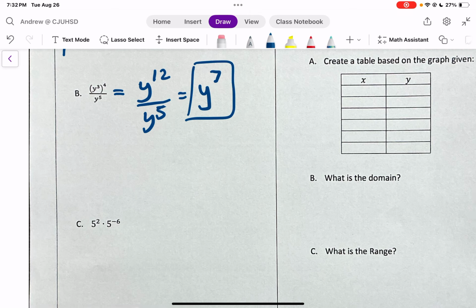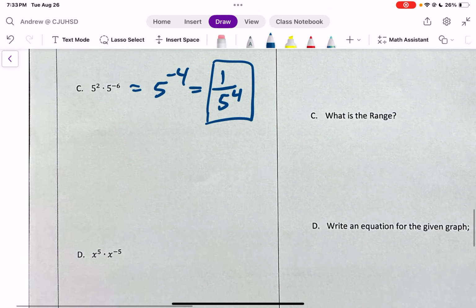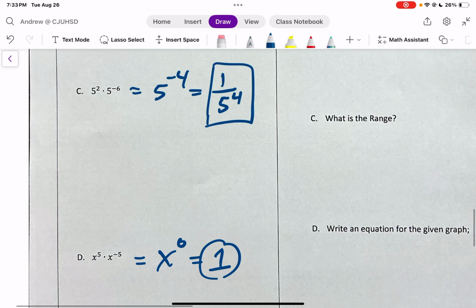There's a negative exponent, but I can add to begin with. I can just go 2 minus 6. 2 minus 6 is negative 4, and then I'll just flip it. I'll invert it like this. And let's see, d, if I add 5 minus 5, I'm going to get 0. X to the 0 is actually the number 1. Okay, almost there.